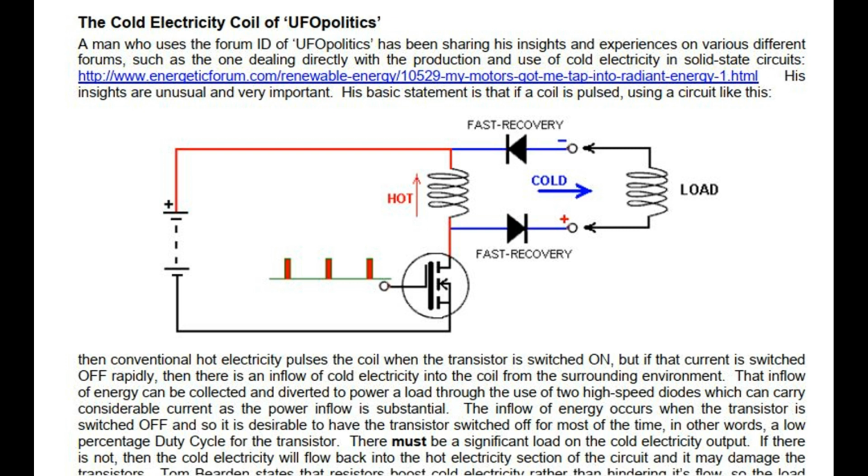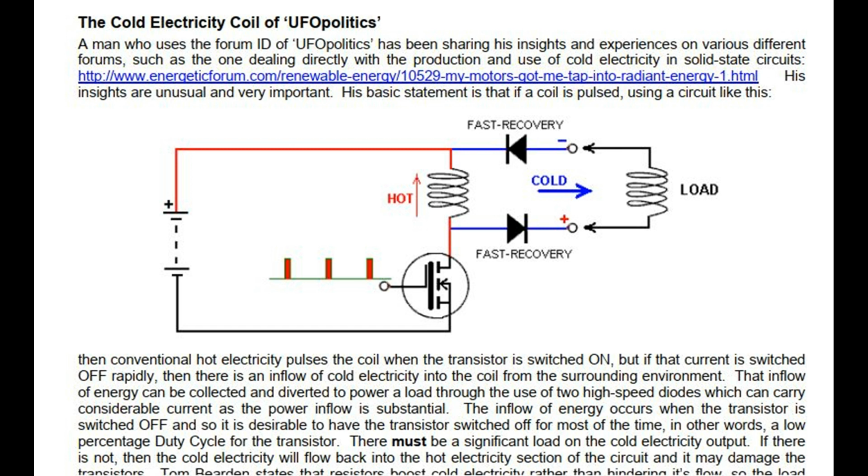That inflow of energy can be collected and diverted to power a load through the use of two high-speed diodes which can carry considerable current as the power inflow is substantial. The inflow of energy occurs when the transistor is switched off, and so it is desirable to have the transistor switched off for most of the time, in other words, a low percentage duty cycle for the transistor.